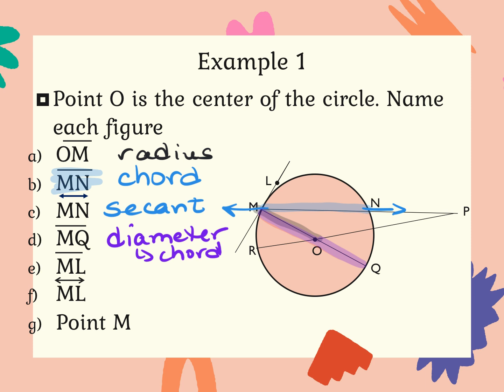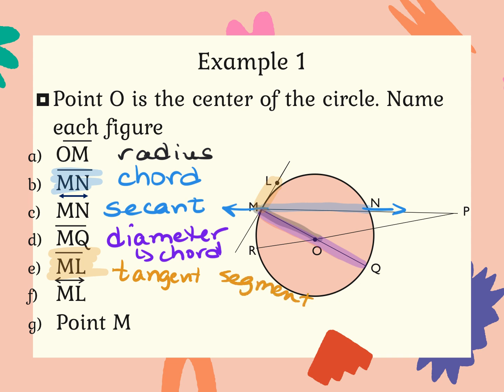Next, it's asking us to identify ML. ML is over here, and notice the picture on top is a segment. So generally when it's outside of the circle and it touches the circle at one point, this is a tangent. But because the picture on top of the M and the L is a segment, this is actually a tangent segment.